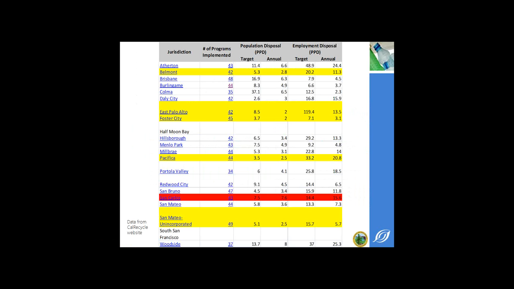At the state level, there is a target that was established for each community based on what's called a baseline year. Initially they looked at the total generation per community and established a baseline, and that's how the targets were set. So you'll see that, for instance, Atherton has a target of 11.4, whereas Foster City had a target of 3.7 pounds per day. So it's not like every city has to hit a certain number. They have to hit a specific reduction based on their baseline.